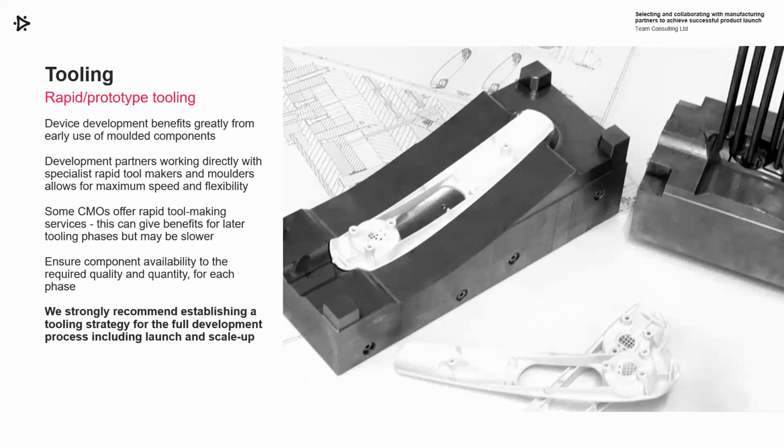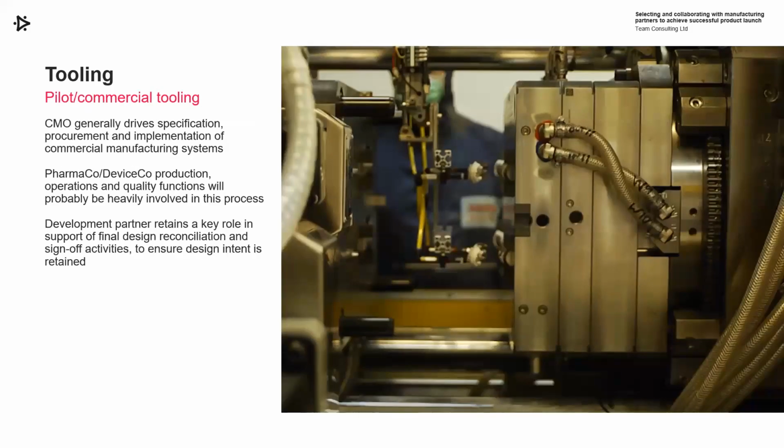The key thing is to ensure you've got the right components of the right quality and quantity for each phase, and you really need to think of a tooling strategy for the full development all the way through to launch and scale up, so you know which tools you'll have when and what you'll use those devices for. Commercial tooling is clearly better driven via the CMO in terms of specifying them, procuring them, implementing them, qualifying them, etc. And the owner company, Pharmaco, Device Co, their production, operations, quality functions will be involved at this stage as well.